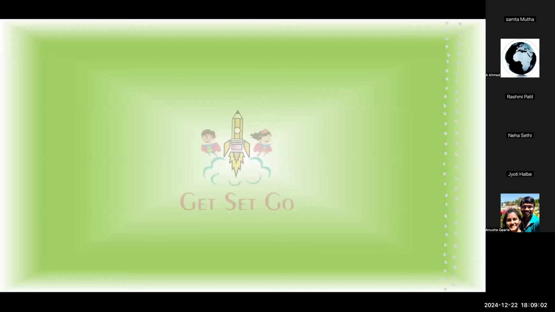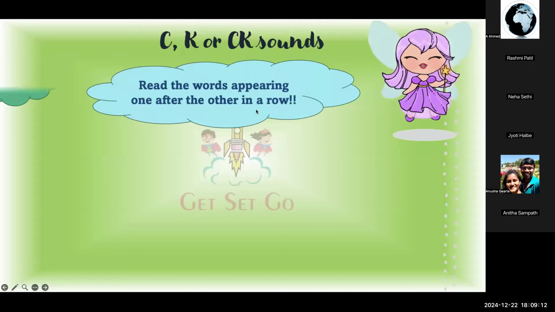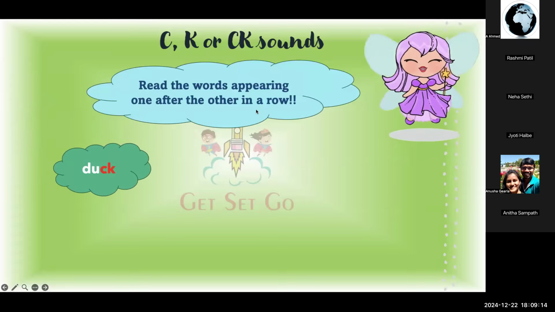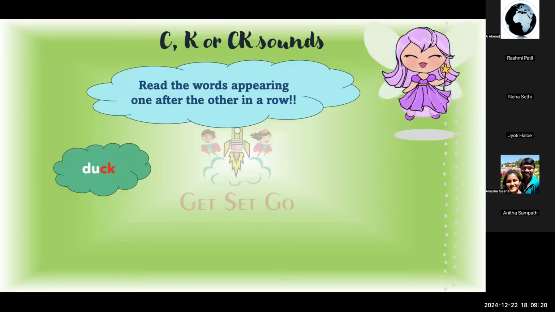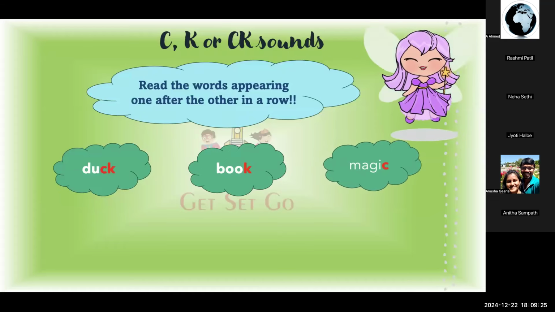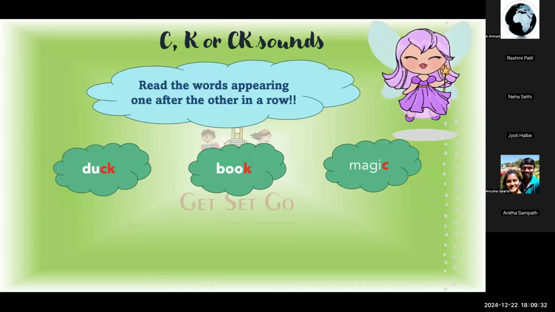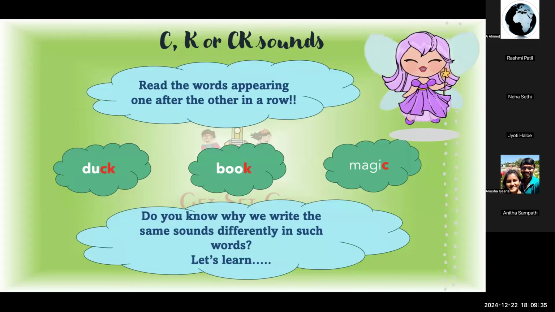Now rule 2 is the ending sounds, C, K or CK, which are the ending sounds. So again, we have a story. First of all, we have to show them what the problem is, and then we will have the solution to this problem. Duck, book, magic. Now the sounds are highlighted. The first word has CK, the next word has K, and the third word has C. So different endings for the same K sound. This is what we will ask them: do you know why we write the same sound differently in such words?